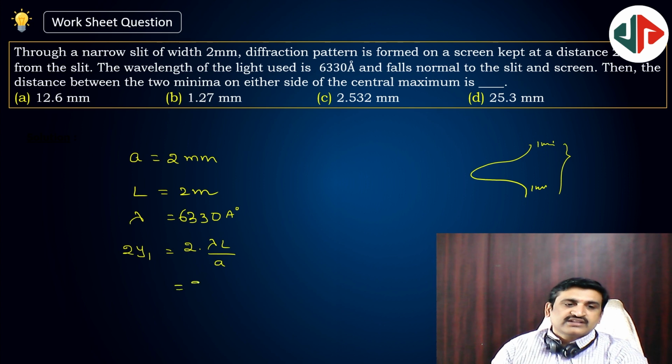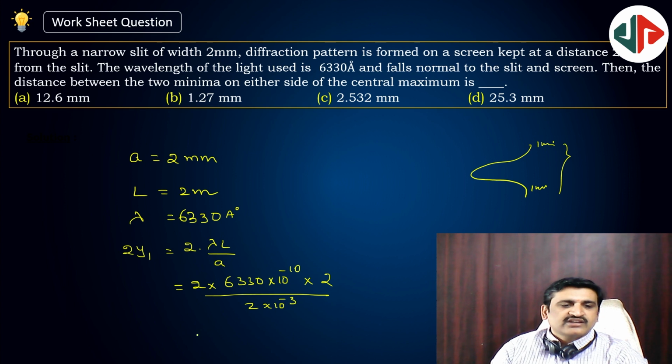So that is 2 into lambda value 6330 into 10 to the power of minus 10, into L value 2 meter, by a value 2 into 10 to the power of minus 3. So this will give you 1.27 mm.